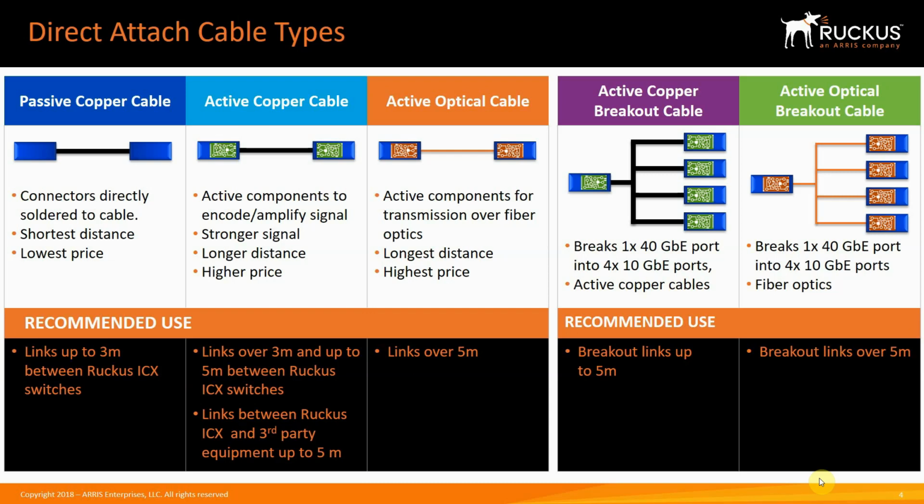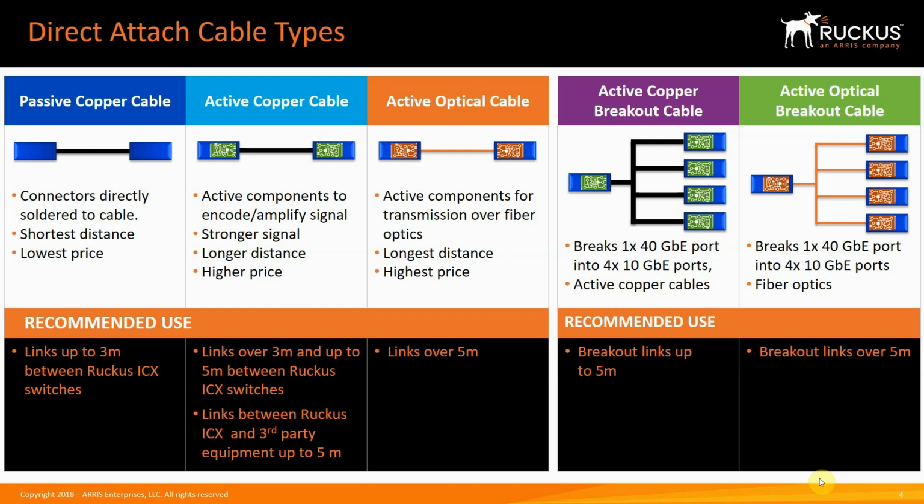Active optical cables include active components for the transmission of data over fiber optics. These cables can reach even greater distances of up to 10 meters. You should use them for links between 2 Ruckus switches and for links between Ruckus switches and third-party equipment over a distance of up to 10 meters.